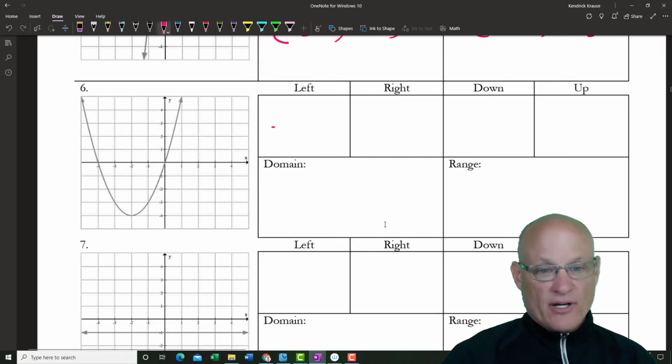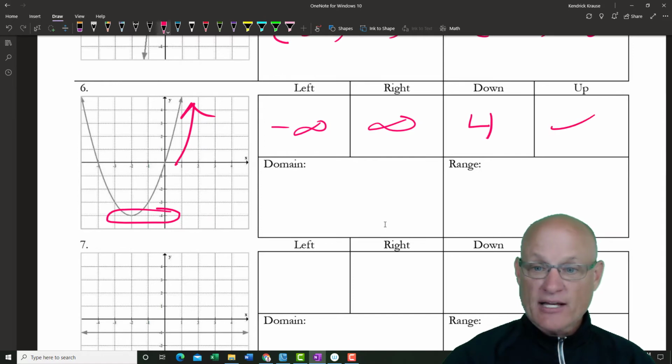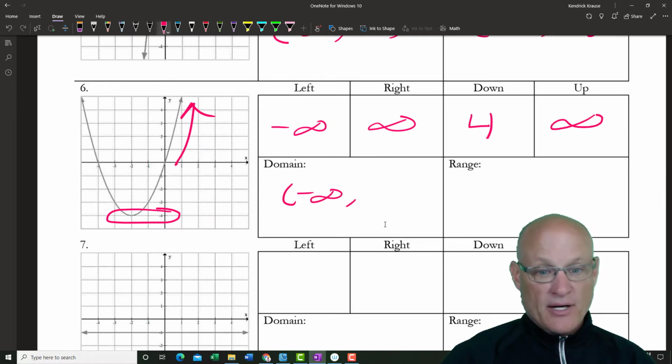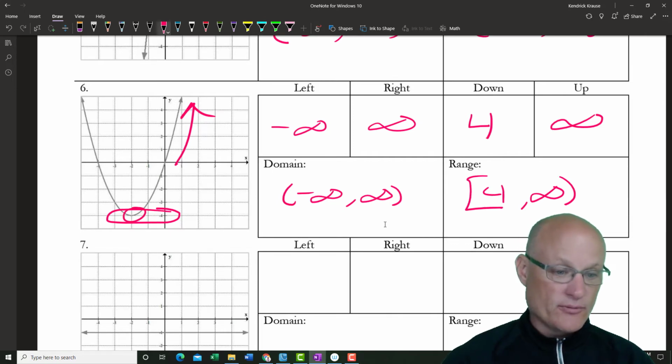This one's going forever and ever left, forever and ever right. But what's the lowest value it's at here? The lowest value it's down is 4, and then it's going forever and ever up, so the highest value is infinity. So negative infinity to positive infinity, comma, 4 to positive infinity. Bracket on the 4 because you don't see an open circle.